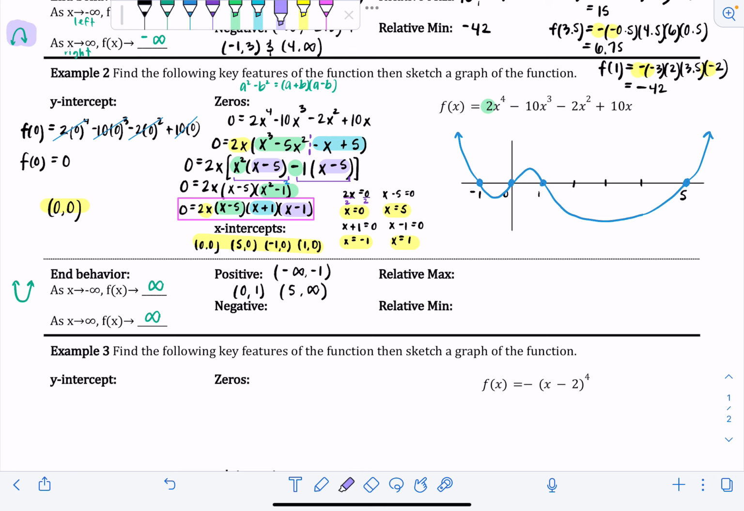So it's negative down here and then down here. This first section starts being negative at -1 and stops being negative at 0. So it would be between -1 and 0. And then the second section right here starts being negative at 1 and stops being negative at 5. So that would be between 1 and 5.